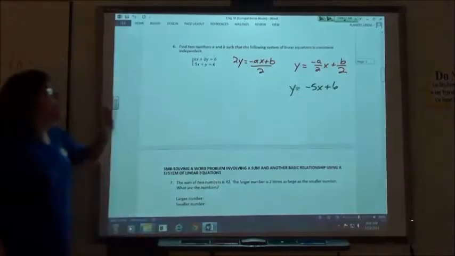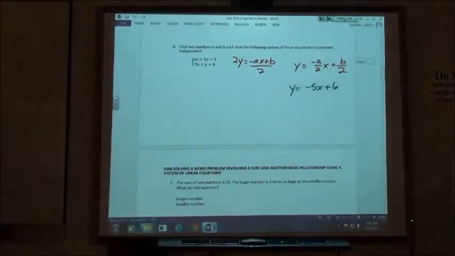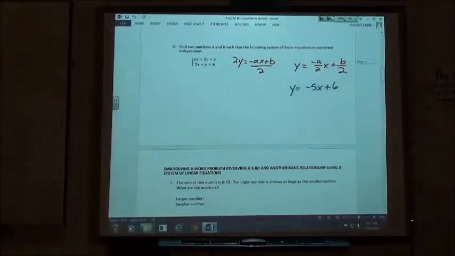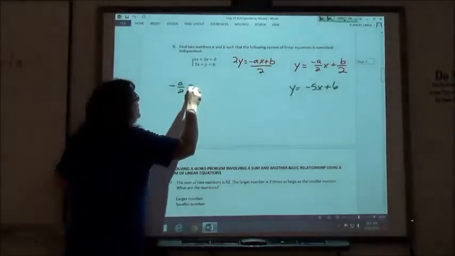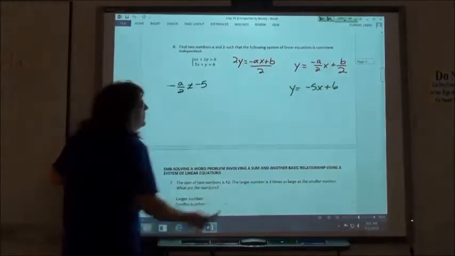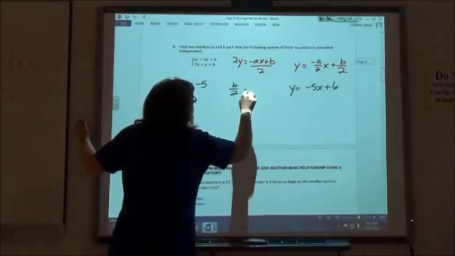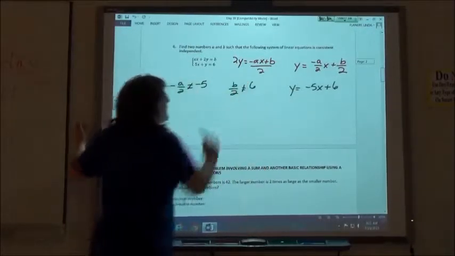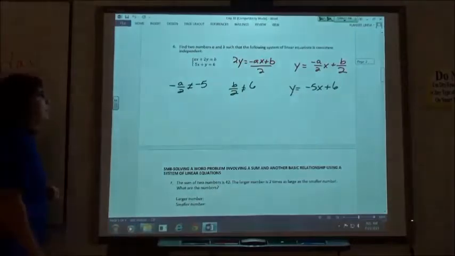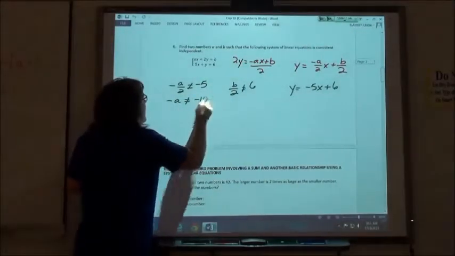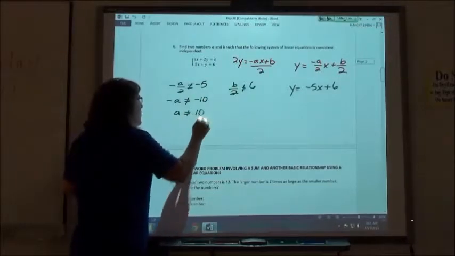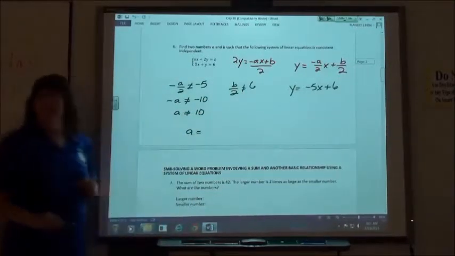So, for my slopes, since I'm doing consistent independent, I don't want my slopes to be equal, and I don't want my y-intercepts to be equal. So negative a over 2 should not equal negative 5. b over 2 should not equal 6 then. So negative a can't equal negative 10, so a can't equal 10. What do we want a to be equal to then?